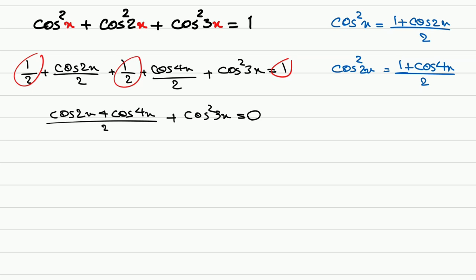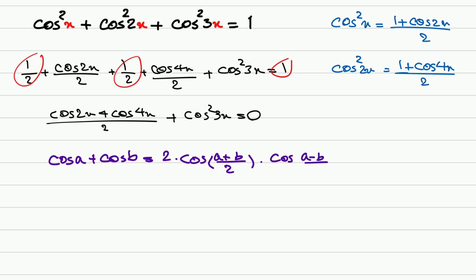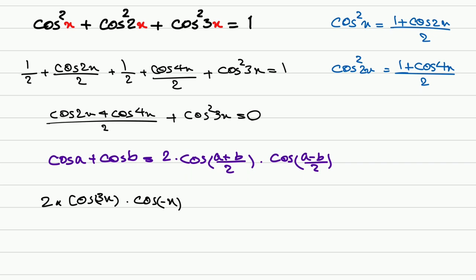Now let's use another formula here. Cosine of a plus cosine of b, we can factor it, right? 2 times cosine of a plus b over 2 times cosine a minus b over 2. So here a is 2x, b is 4x. So the equation becomes like this: 2 times cosine 2x plus 4x over 2, that's 3x, times cosine 2x minus 4x over 2, that's negative x, and that's divided by 2, plus cosine squared 3x equals 0.